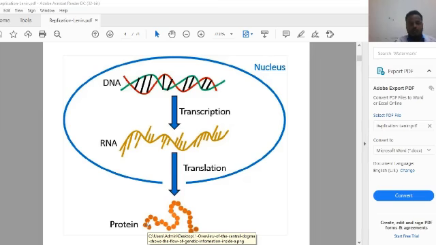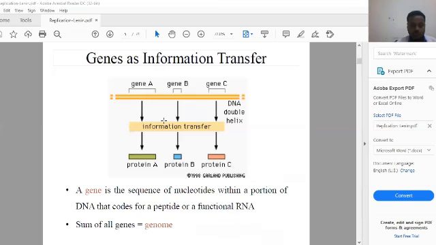So now you can see what the central backbone is. Next, move to this next slide: the genes or information transfer. Okay, in the genes or information transfer, you can see gene A, gene B, and gene C.